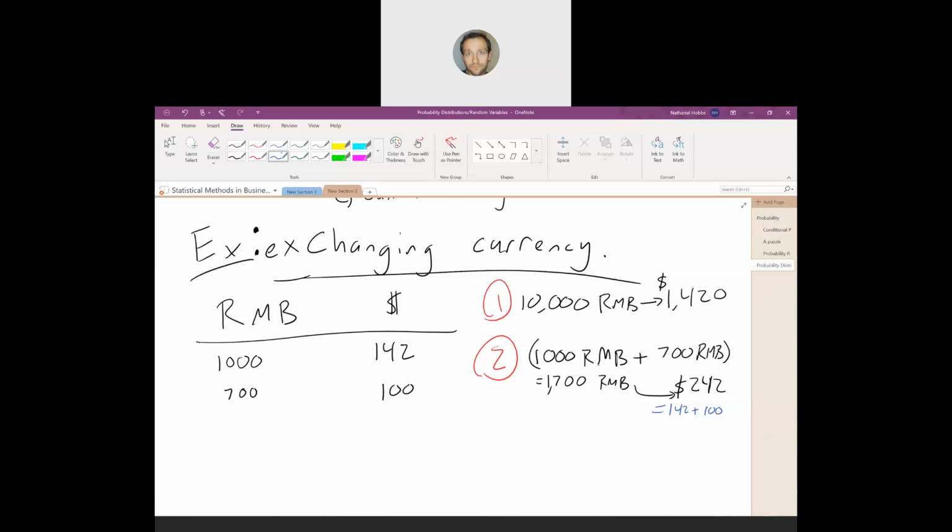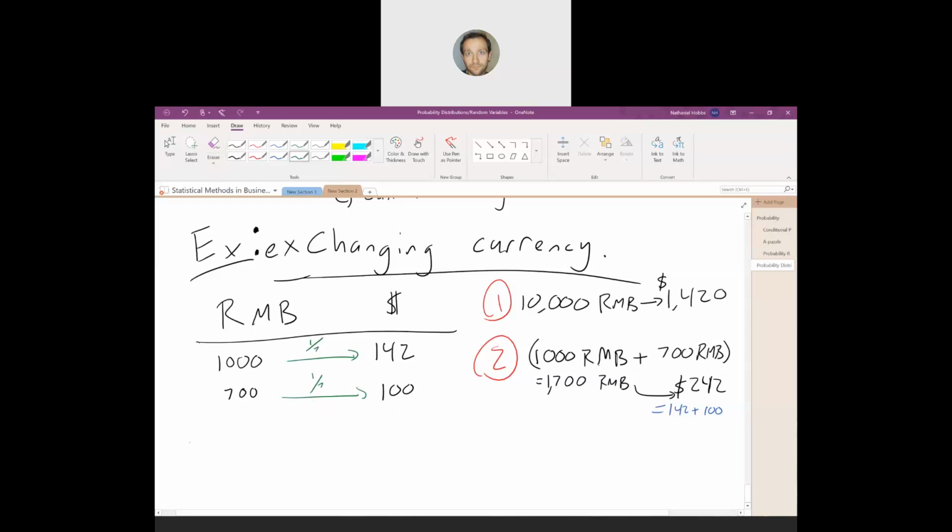Then another way I could have done it is if I had a bigger chart here, then I could just say what the scaling factor is. So the scaling factor is about 1/7. Actually, forget this.